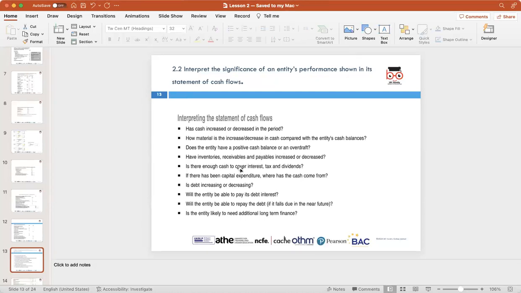Have inventories, receivables and payables increased or decreased? Is there enough cash to cover interest, tax, dividends? If there has been capital expenditure, where has the cash come from? Is debt increasing or decreasing? Will the entity be able to pay its debt interest? Will the entity be able to repay the debts if they fall due in the near future? Or is the entity likely to need additional long-term finance?